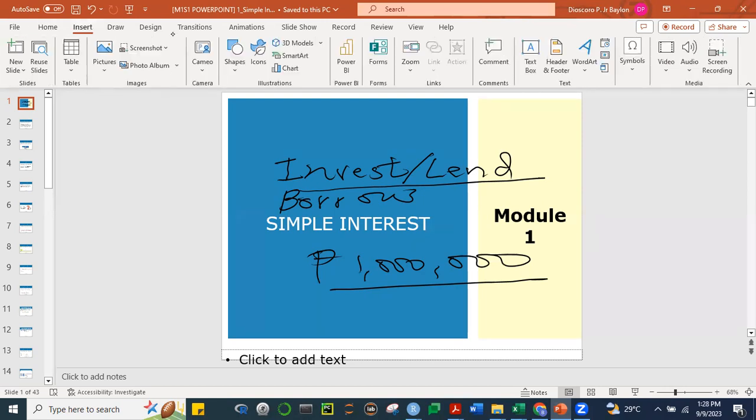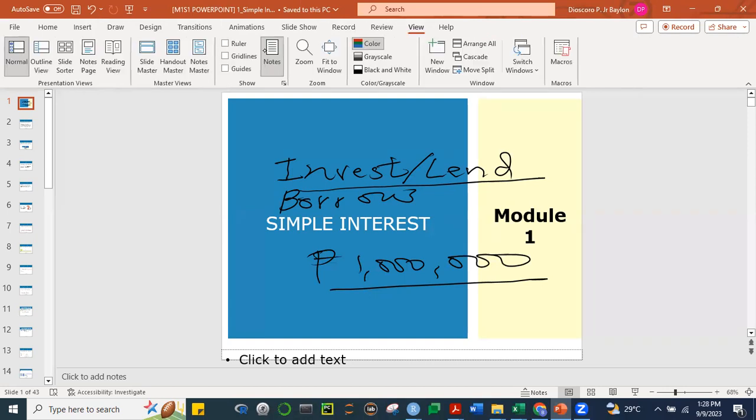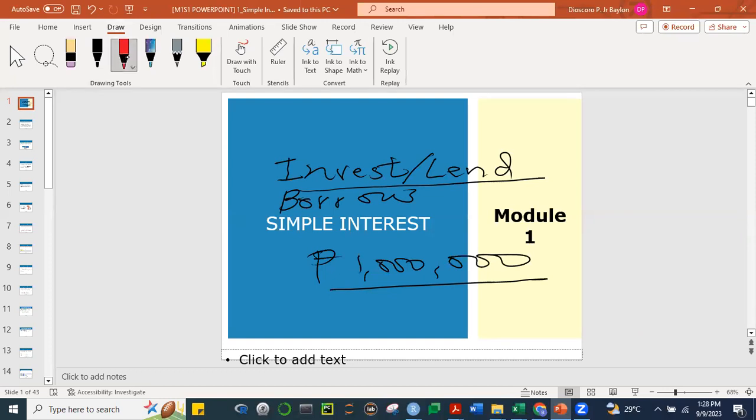Why is that so? Let me use the red ink. So when you invest 1 million, you expect something. Let's say you invest it for 1 year. You'll be expecting that after 1 year, you'll get something in addition to the 1 million that you put in. And that something that's added to the 1 million is called the interest, right? It's the interest of the money that you put in.